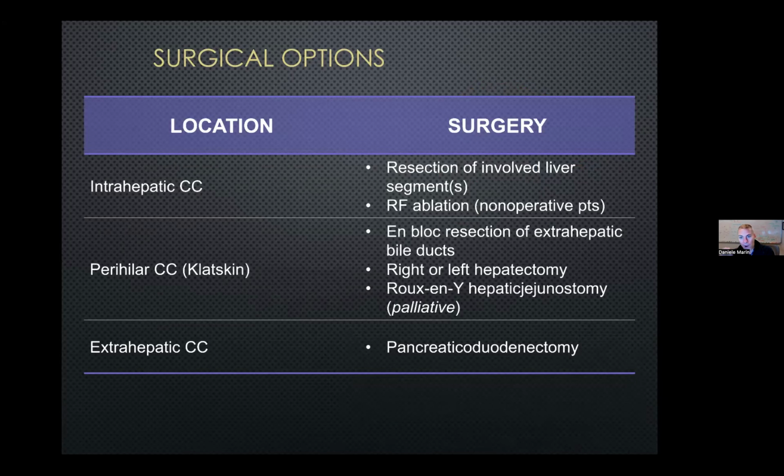Why is it important to differentiate between these three different subtypes? The reason is that the type of approach and the surgical intervention are drastically different depending on the location of the lesions.